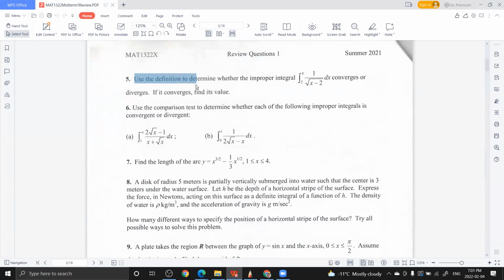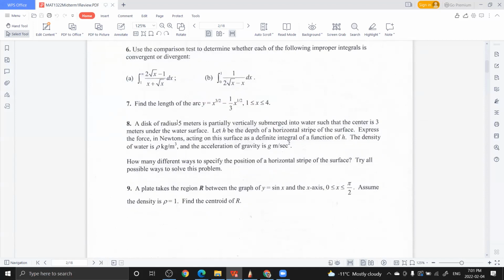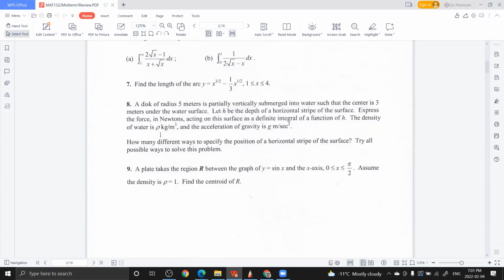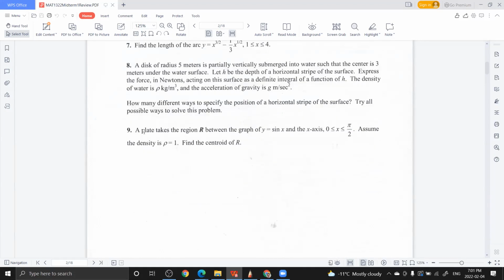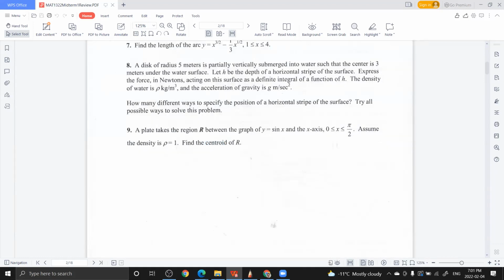Question 5 is about determining if the improper integral is convergent or divergent. And then question 6 is going to be about the comparison test. Question 7 is the arc length. Then question 8 is calculating the hydrostatic force of a shape under the water. And the last question is going to be about the centroid, finding the centroid of a graph or a function.